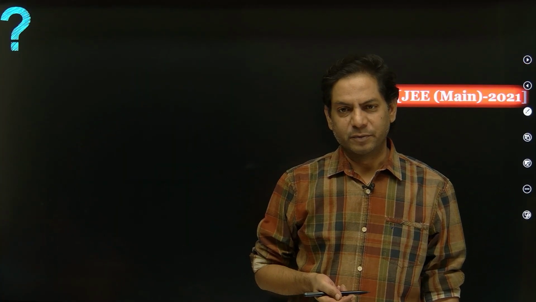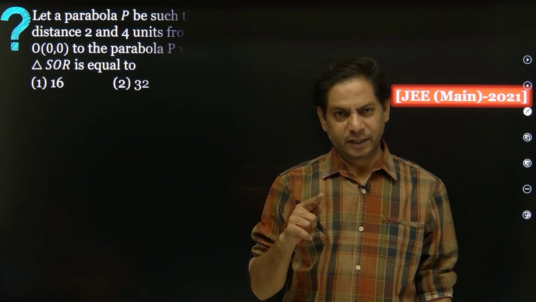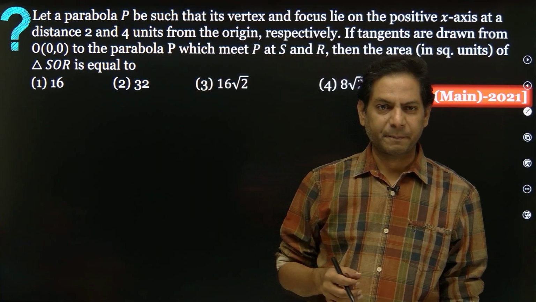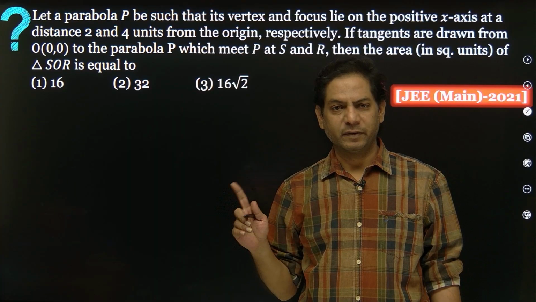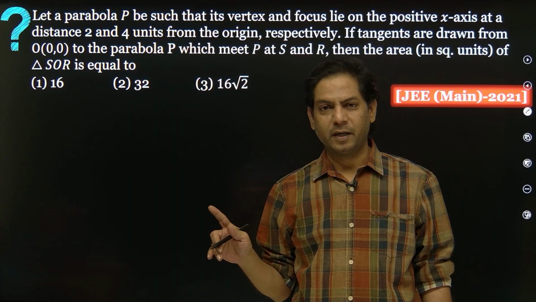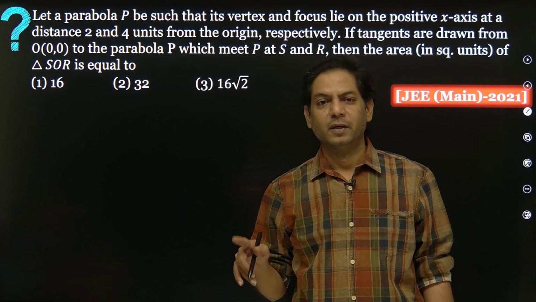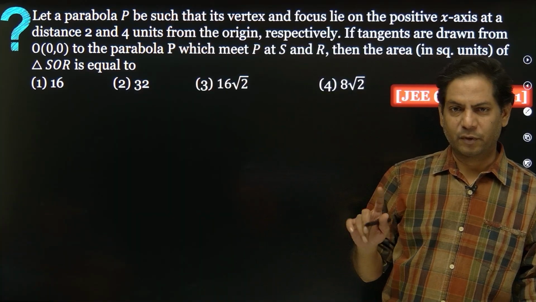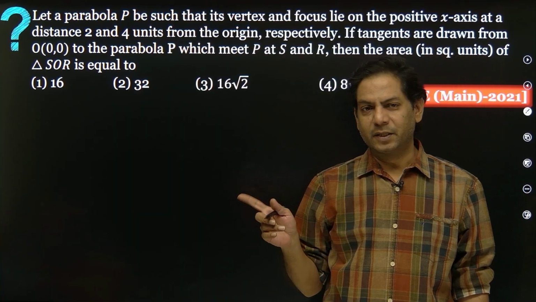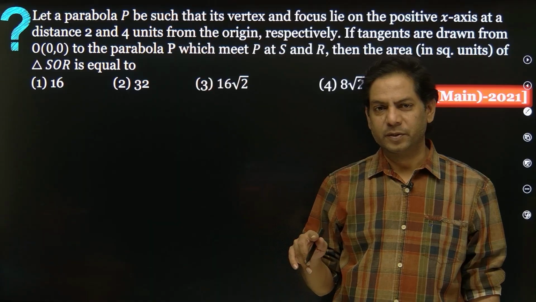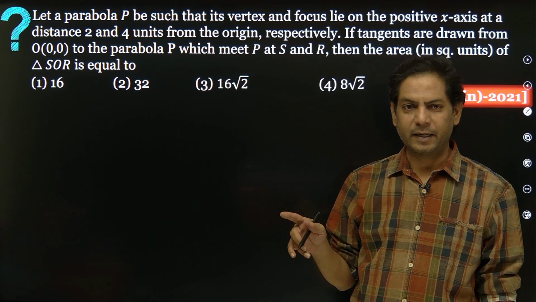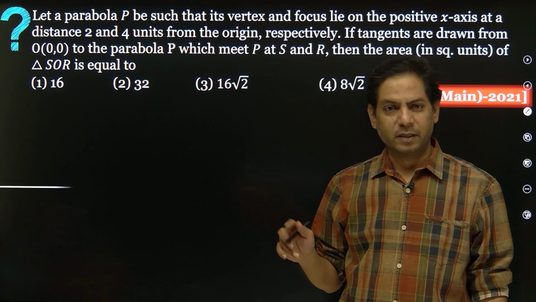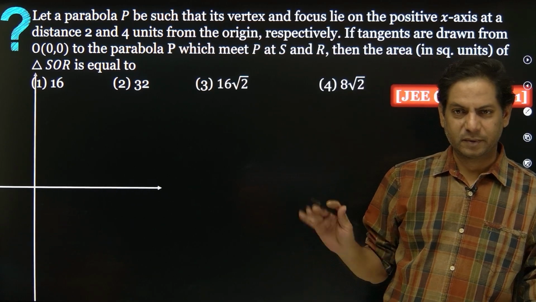Let's see one more question from JEE Main 2021, and this time it is framed in a different way. Let a parabola P be such that its vertex and focus lie on the positive x-axis at distances of 2 units and 4 units from the origin. So vertex is 2, 0, focus is 4, 0. If tangents are drawn from point O, 0, 0 to this parabola, which meet it at S and R, then the area of triangle SOR is equal to, let's see.